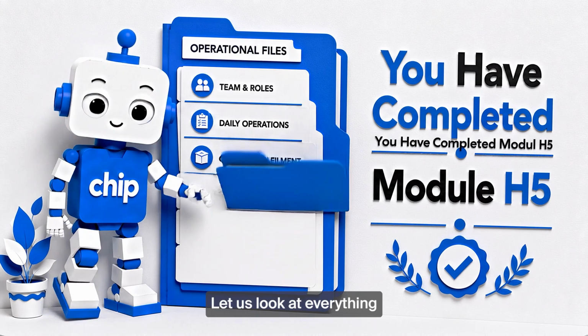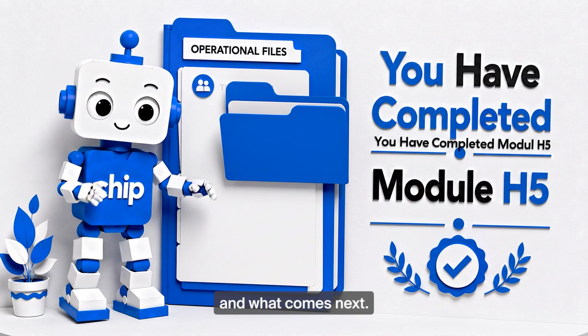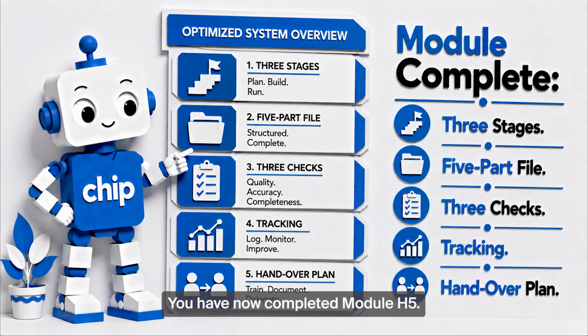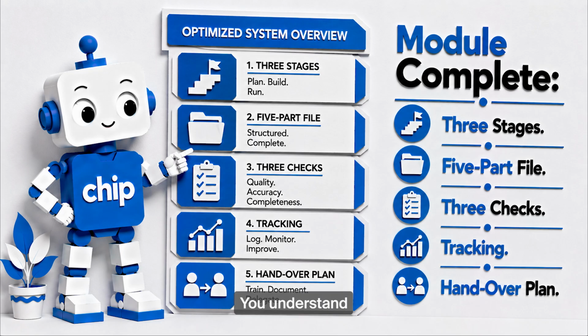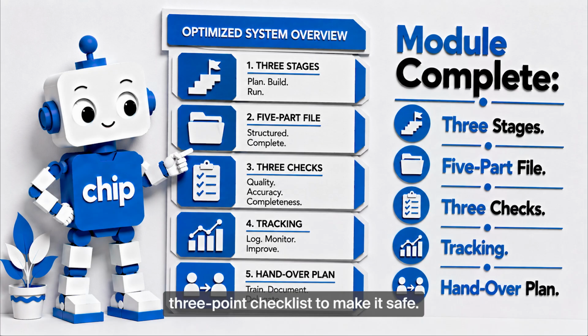Let us look at everything you have covered in this module and what comes next. You have now completed Module H5. You understand the 3 stages of AI use and what stage 3 means for your business. You have named your 3 most repeated tasks. You have built and tested a complete 5-part saved instruction file. You have added a specific 3-point checklist to make it safe. You have filled your tracking sheet and calculated your monthly rupee saving. You have built a handover plan with a training date. And you know how to grow your system from 1 file to 3.